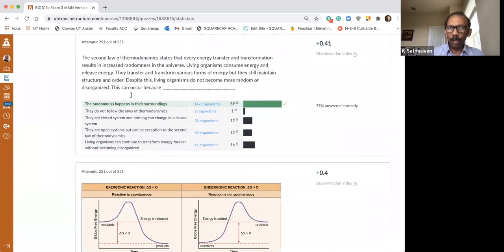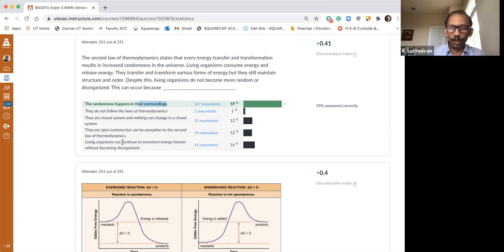This is a conceptual understanding question. The second law of thermodynamics states that every energy transfer and transformation results in increased randomness in the universe. So I state that very clearly; the answer is already given in the question. Living organisms consume energy and release energy. This transfer and transformation in a living organism doesn't increase randomness of the living organism, but the randomness does happen in the universe. What is the universe of that organism? It is their surroundings. That's where the randomness happens. They are not exceptions to the law.